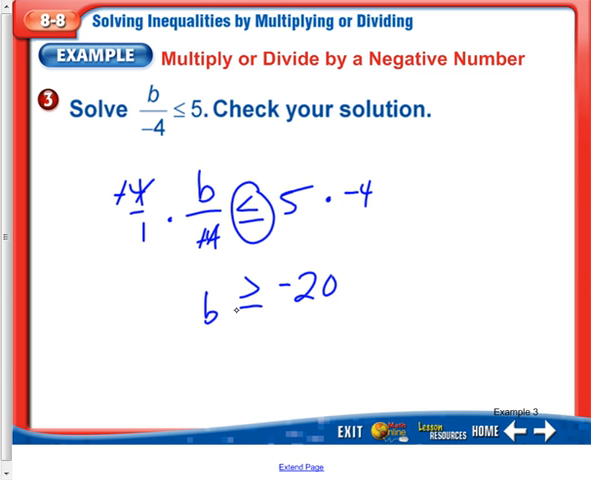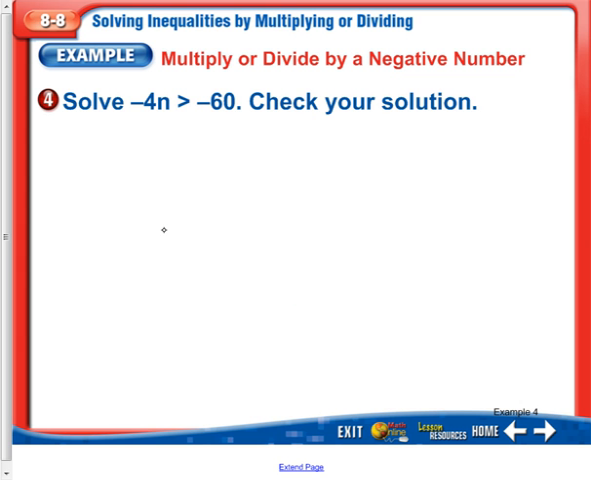So now if you picked, let's just say negative 20, for example. Well, negative 20 divided by negative 4 is 5, so they are equal. And if you picked any other number greater than negative 20, this would still remain true. So again, we have to flip the inequality symbol because we are multiplying or dividing by a negative. So let's try another one here.